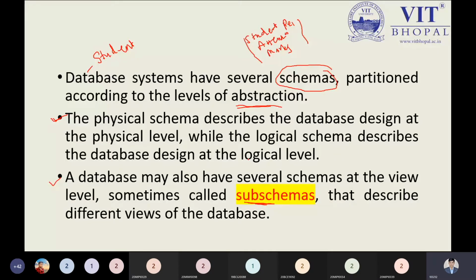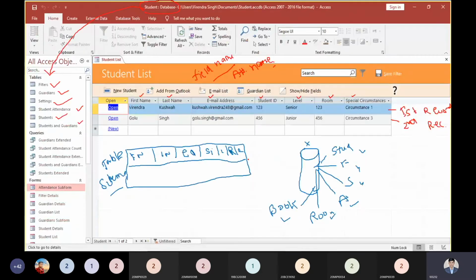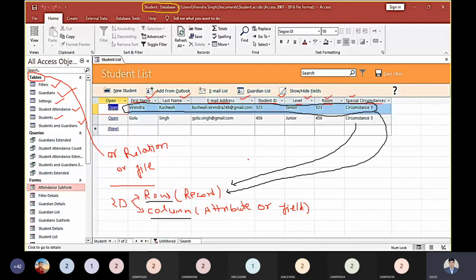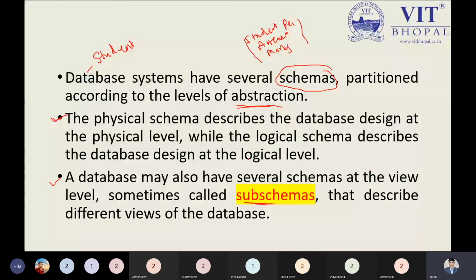Some points we have discussed here. A database system basically has several schemas. Yes, of course, we can have several schemas, like over here: filter, guardian, student setting, student attendance, student guardian. All these are sub schemas, and a database can have multiple schemas. You have to keep that in mind.